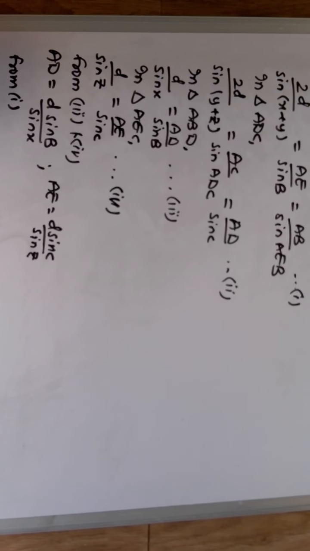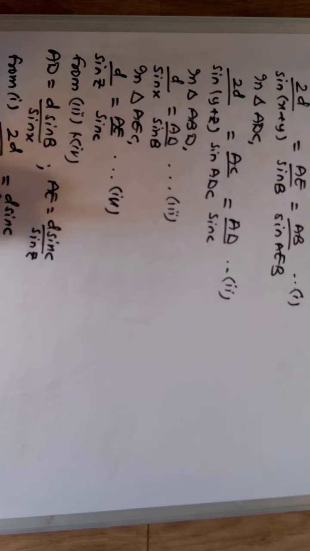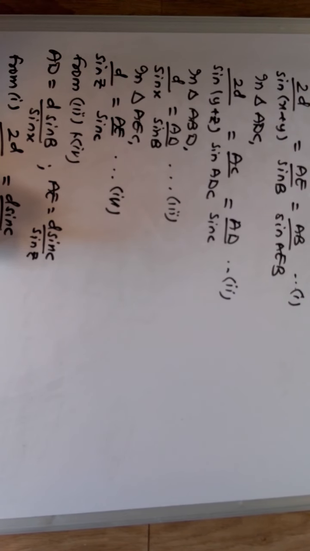So I am making use of the first part, that is from above and in 1. When I put it in 1, what I get here, 2D is to sin x plus y is your AE, which is D sin C upon sin Z, divided by sin B. So that sin B comes here. So let this be your statement number 5. Okay.